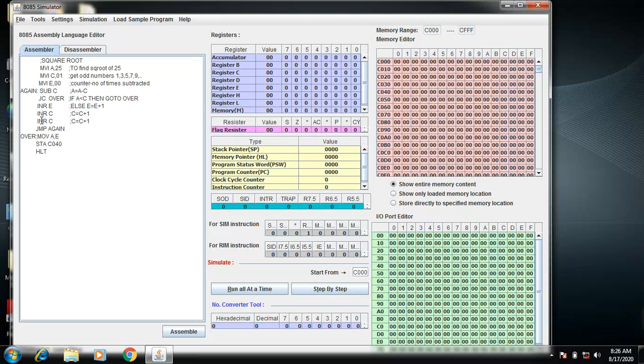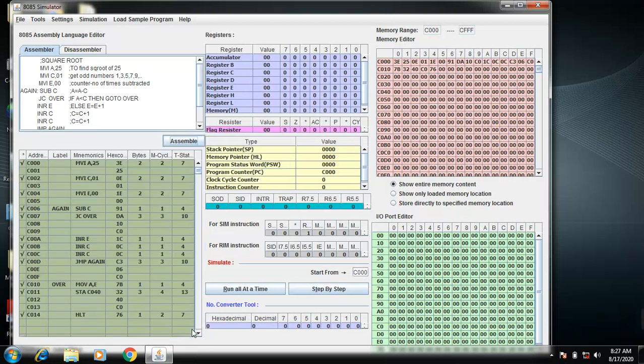The next odd number is 5. The next odd number is 7. Likewise we can subtract, and whenever the condition becomes true, that is A is less than C, jump to over, MOV A, E. That is counter E, how many times it is subtracted, that is the answer of the square root. So the square root of 25 is moved to the accumulator. Then the accumulator content is stored in the memory location C040. Then finally your program ends with HLT to stop.